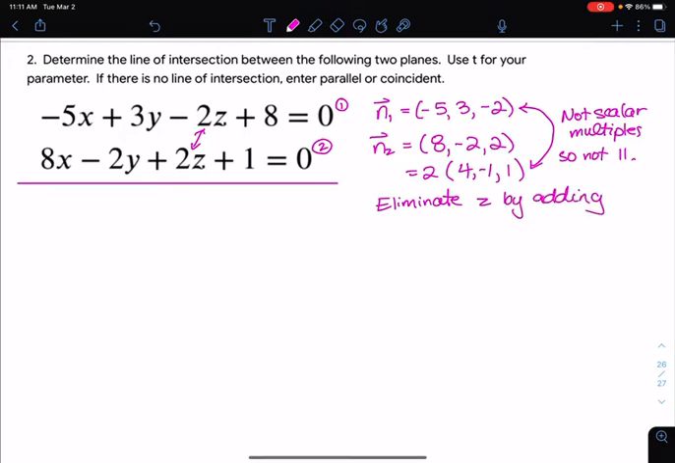So if I add these two equations together, I get 3x plus y plus 0 z's, which I don't need to write down, plus 9 equals 0. So that is kind of close to my equation of my line. I'm going to pick a variable to isolate, and if I look at those two, y doesn't have a coefficient, so this is the easiest to isolate.